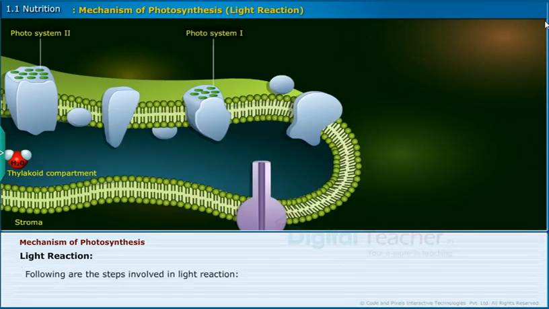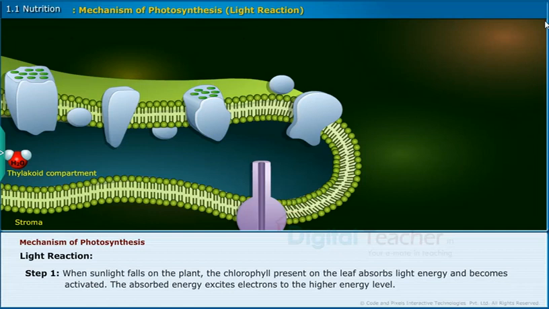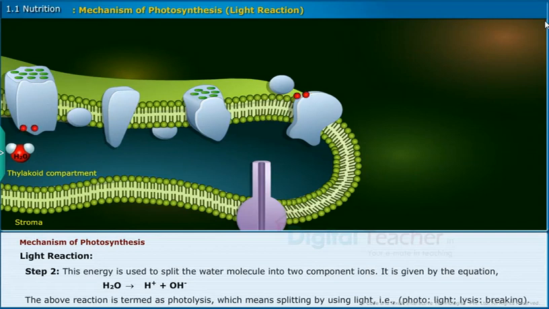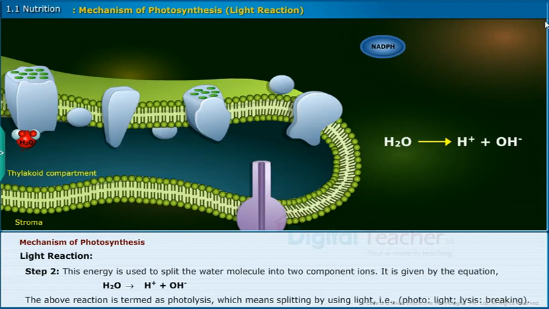Following are the steps involved in light reaction. Step 1. When sunlight falls on the plant, the chlorophyll present on the leaf absorbs light energy and becomes activated. The absorbed energy excites electrons to a higher energy level. Step 2. This energy is used to split the water molecule into two component ions. It is given by the equation shown on the screen. The above reaction is termed photolysis, which means splitting by using light. That is, photo, light, lysis, breaking.